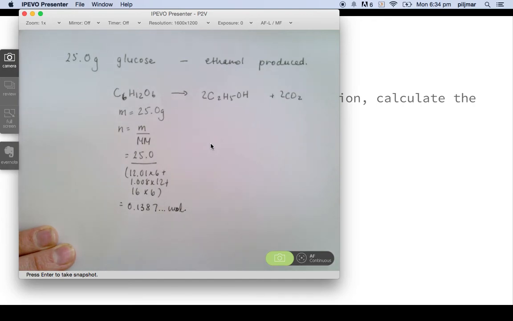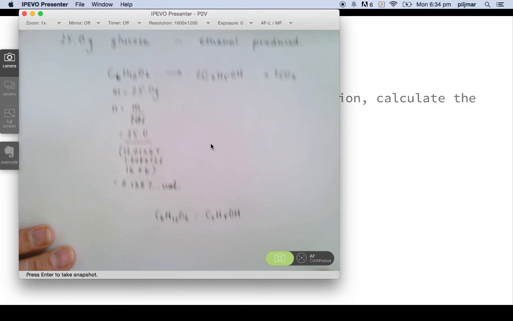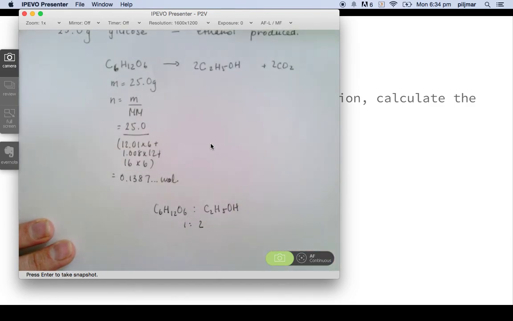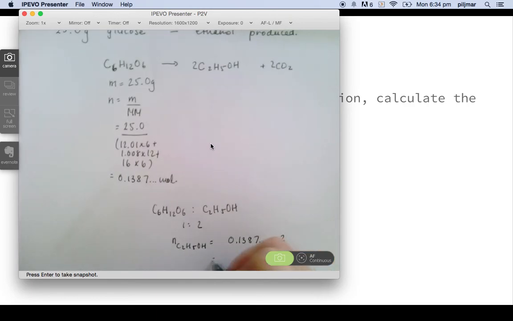Okay, once again, I then use my molar ratio. So in this particular instance, it's glucose to ethanol. And that, in this particular instance, is a 1:2 ratio. So the number of moles of ethanol, therefore, is going to be equal to this value here, 0.1387 times by 2. So we'll do that in our calculator. Times 2, which is equal to 0.277 dot dot dot moles.